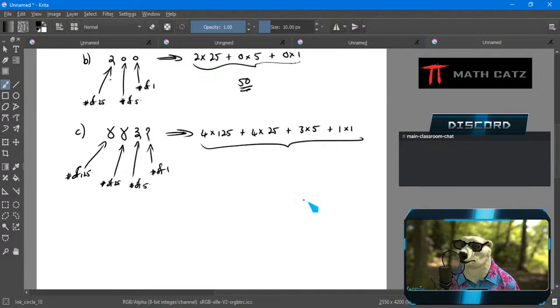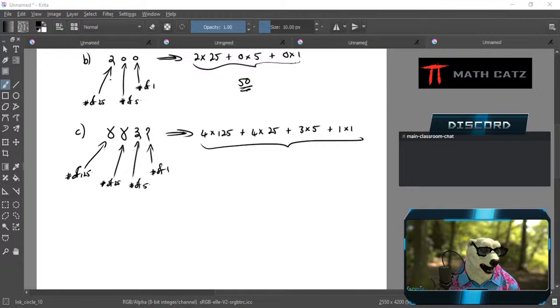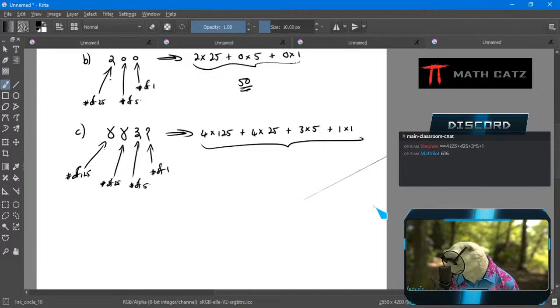So maybe this is too much for you at this stage. Maybe you want to calculate it, absolutely, or do both. Let the calculator confirm what you get. Let's see. 4 times 125 plus 4 times 25 plus 3 times 5 plus 1. We get 616. And you're done. I'm just getting used to counting in fives.